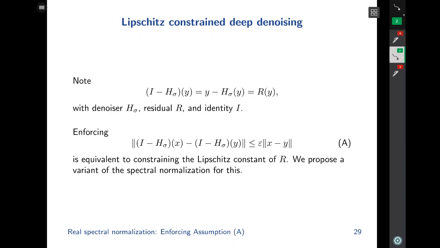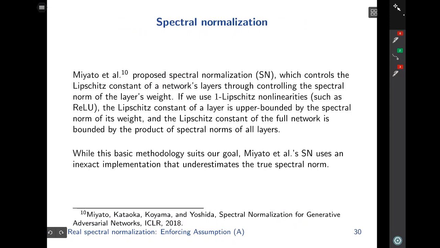Miyato et al. proposed spectral normalization, a technique that controls the Lipschitz constant of the network's layers through controlling the spectral norm of the layer's weight. If we use 1-Lipschitz nonlinearities, such as ReLU, the Lipschitz constant of a layer is upper bounded by the spectral norm of its weight. The Lipschitz constant of the full network is bounded by the product of the spectral norms of all layers. The overall idea of spectral normalization suits our goal. However, the spectral normalization of Miyato et al. uses an inexact implementation that underestimates the true spectral norm and thereby fails to accurately constrain the Lipschitz constant of the neural network.